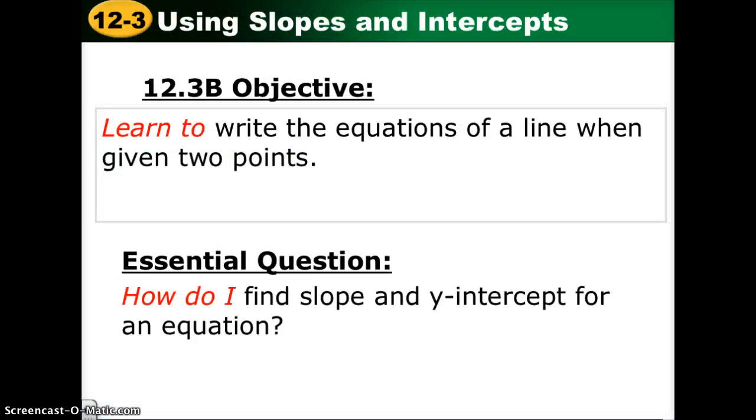Welcome to Chapter 12.3, Section B. Learn to write the equations of a line when given 2 points. And our essential question, how do I find slope and y-intercept for an equation?